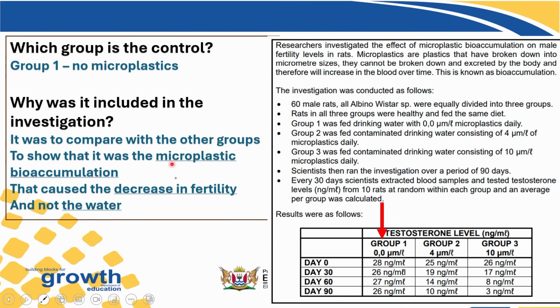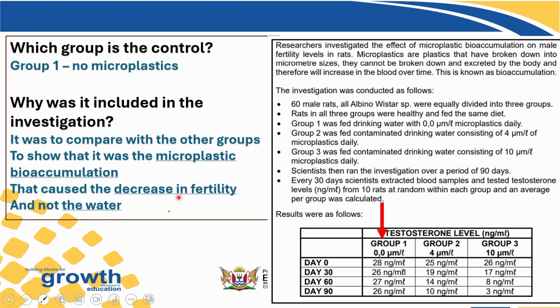Then why was it included in the investigation? Why did I make this group with no microplastic in it? Firstly, it was to compare with the other groups to show that it was the microplastic bioaccumulation, in other words, my independent variable. Notice that I've replaced the words independent variable with microplastic bioaccumulation. So it's to show that it is the microplastic bioaccumulation that caused the decrease in fertility. This is the result.